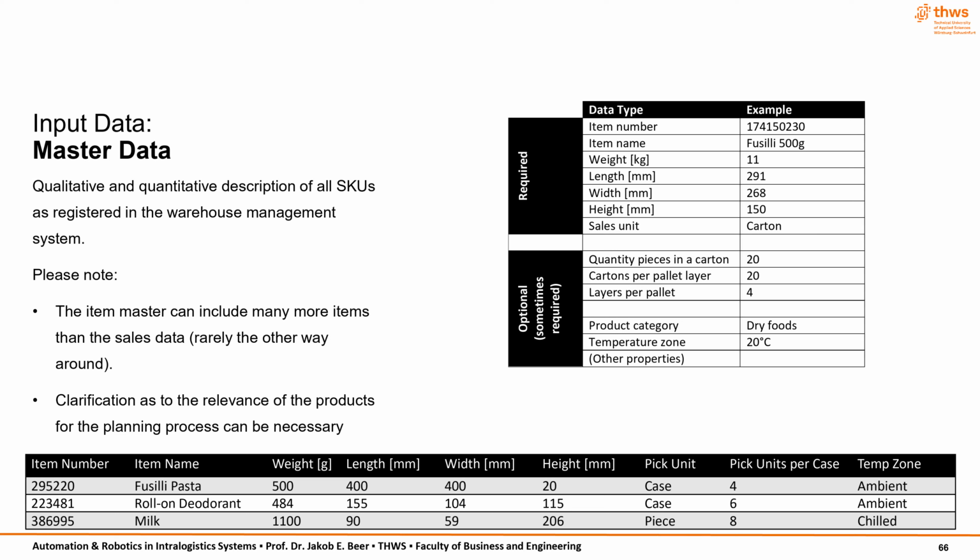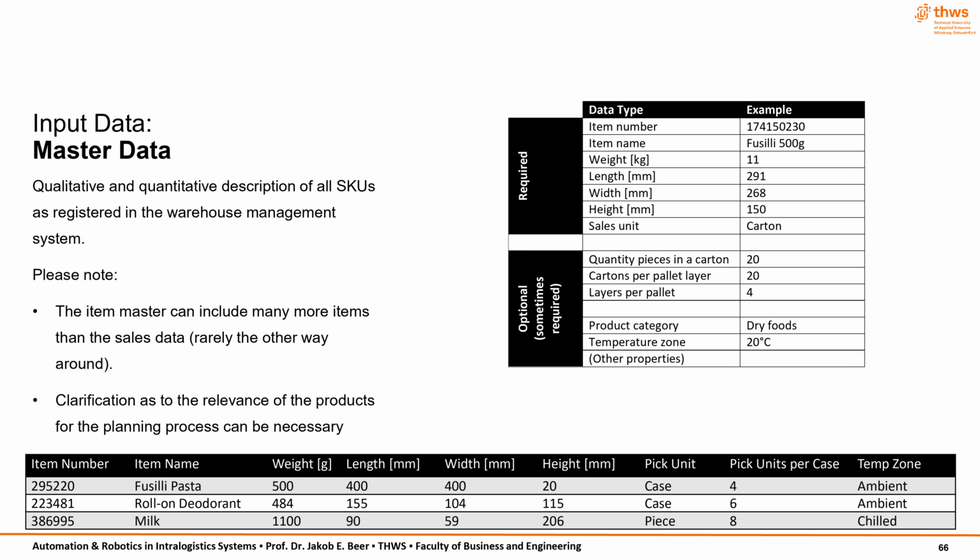In practice, there are also several optional data fields that can become mandatory depending on the planning scope. For example, the number of pieces in a carton, the number of cartons per pallet layer, and the number of layers per pallet are critical when dealing with pallet storage or planning vertical space utilization.